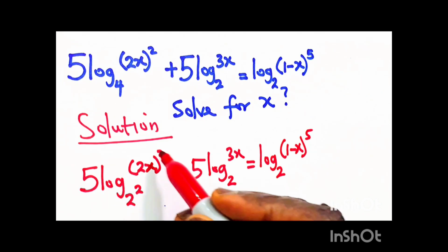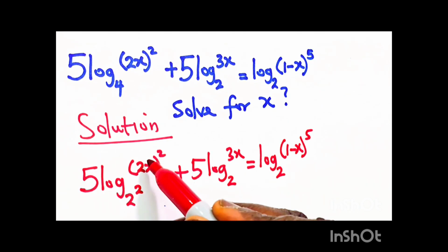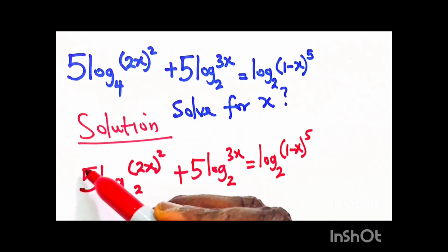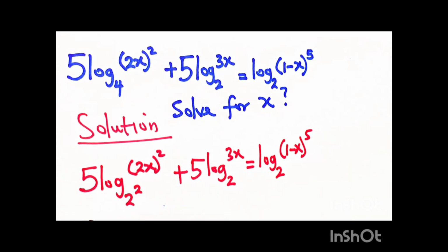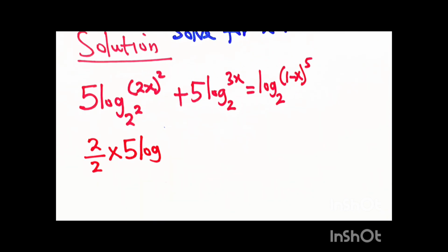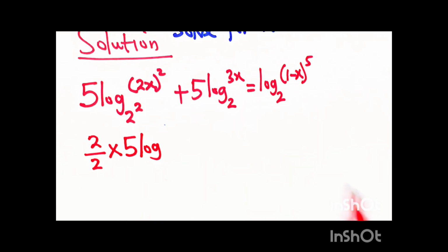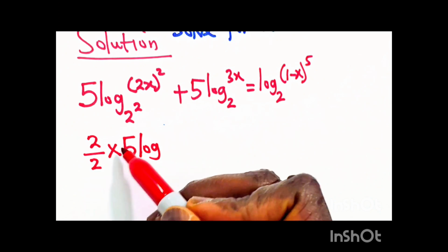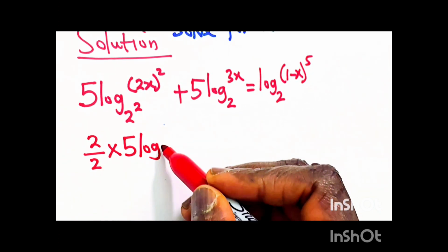If you do that, be very careful. This is different from the other one, from the anti-log stuff. This one is straight away. So we drop this. So we're going to have 2 divided by 2 times 5 log. You can see that this one is not raised to a power, so it's easier for us to just drop them in front of that 5 instead of on top of that 5. So we have 2 divided by 2 times 5 log.